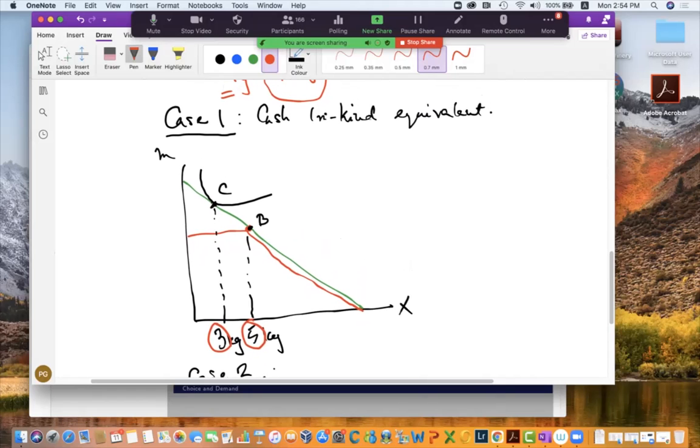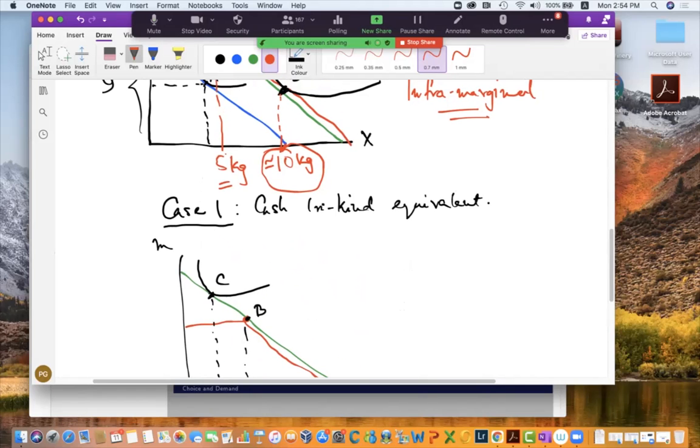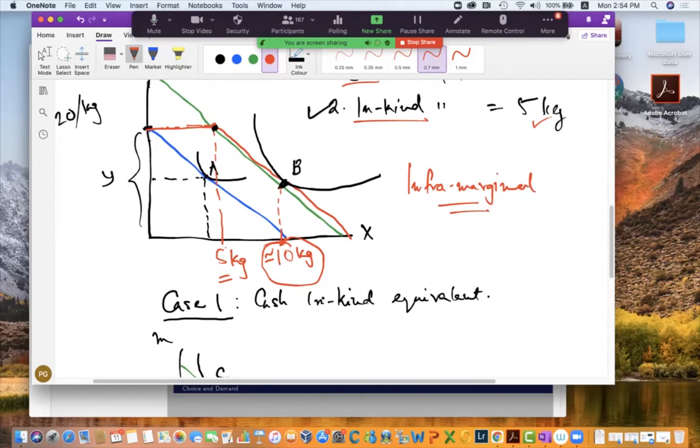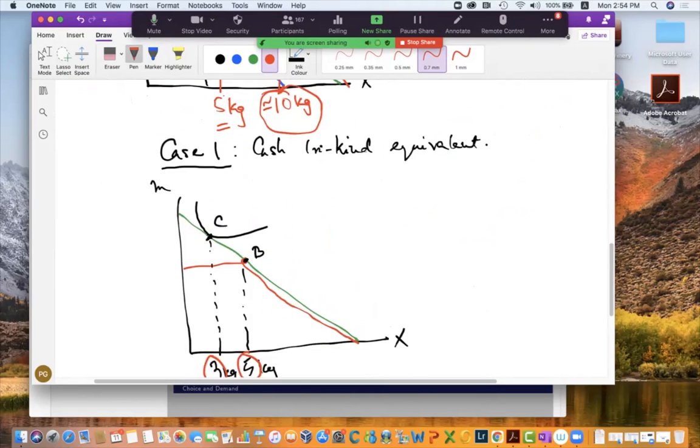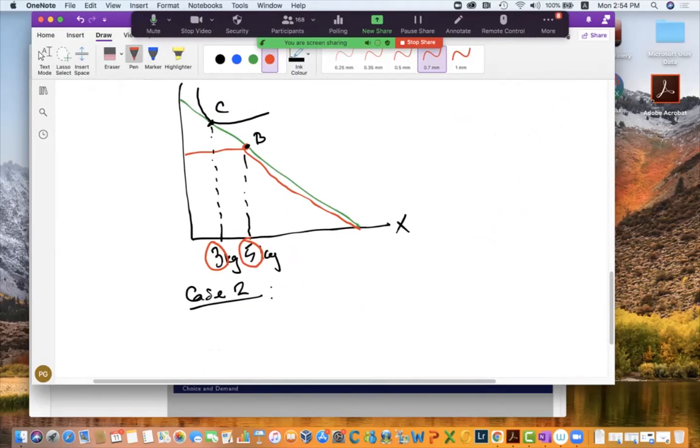So what we discussed theoretically, in case one, if you're in this case, then at least from the demand side, it won't make a difference whether it's cash or kind. But if you're in this case, then it will make a difference, right? Under cash transfers, they'll consume 3 kgs. Under in-kind transfers, they'll consume 5 kgs. And then it depends what your attitude is.